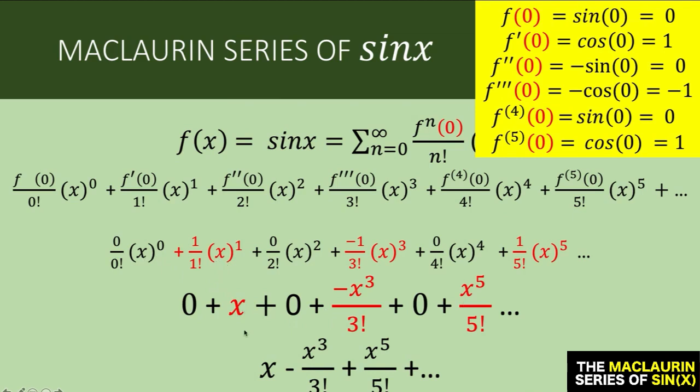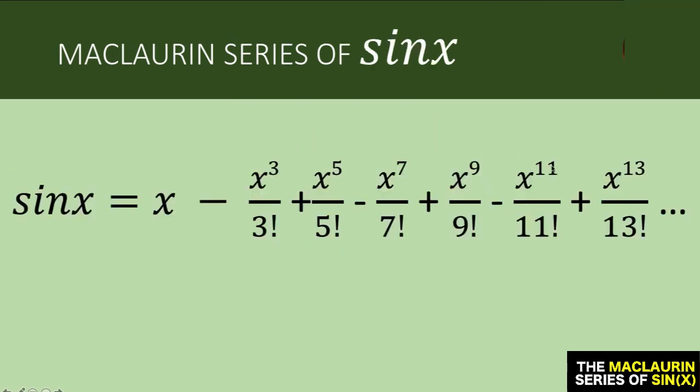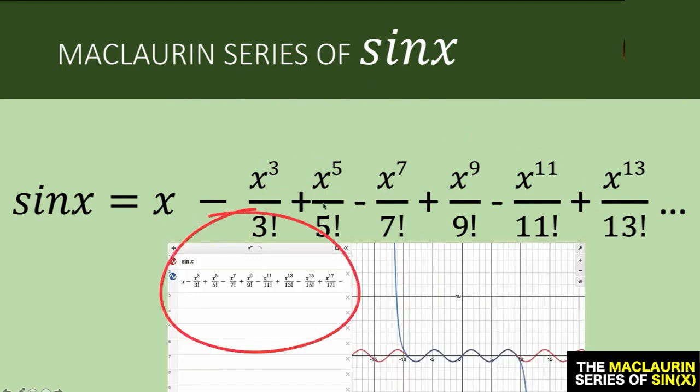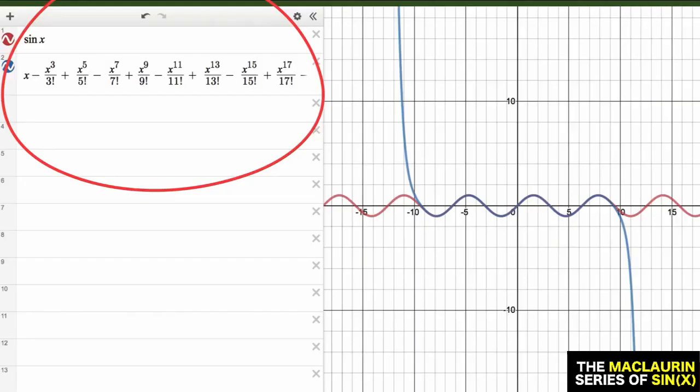This is 0. This is x. This is 0 again. This is negative x cubed over 3 factorial. This is 0 again. This is x to the 5th over 5 factorial. And continue the pattern. And then removing now all the zeros, what we are left with is x, negative x cubed over 3 factorial, plus x to the 5th over 5 factorial, and so on. And if we follow that pattern, we now arrive at this Maclaurin series expansion of sine of x. And this is the polynomial that we use when we graph the approximate polynomial for sine of x.